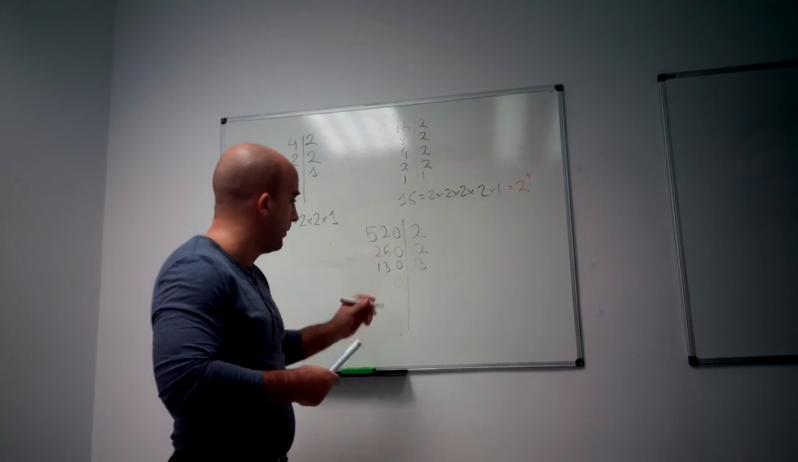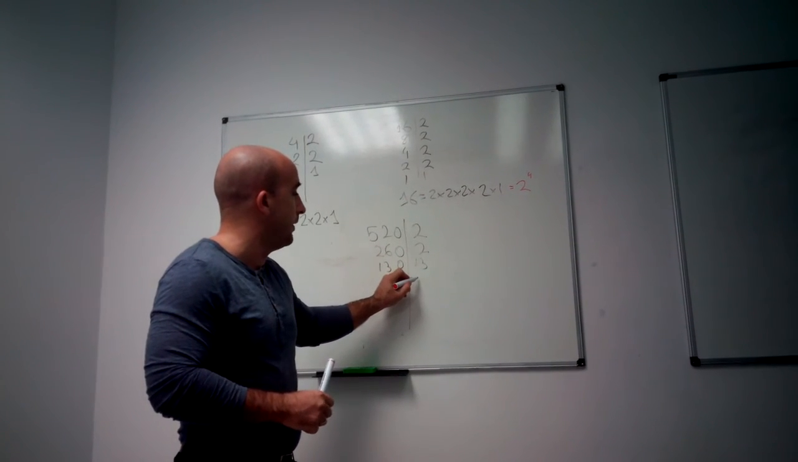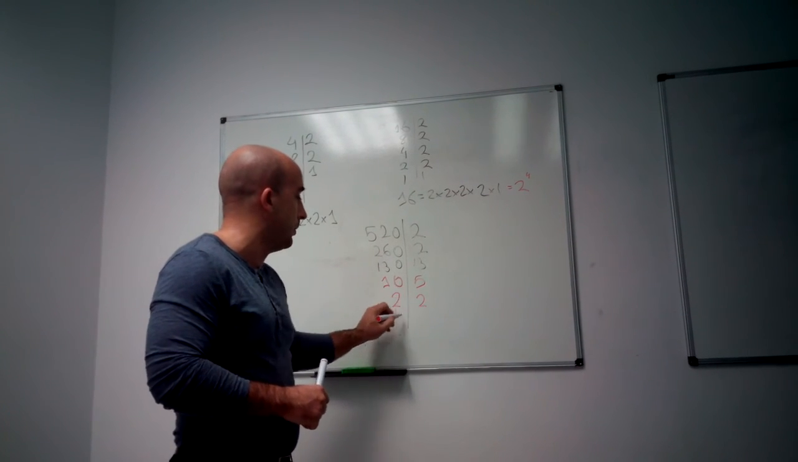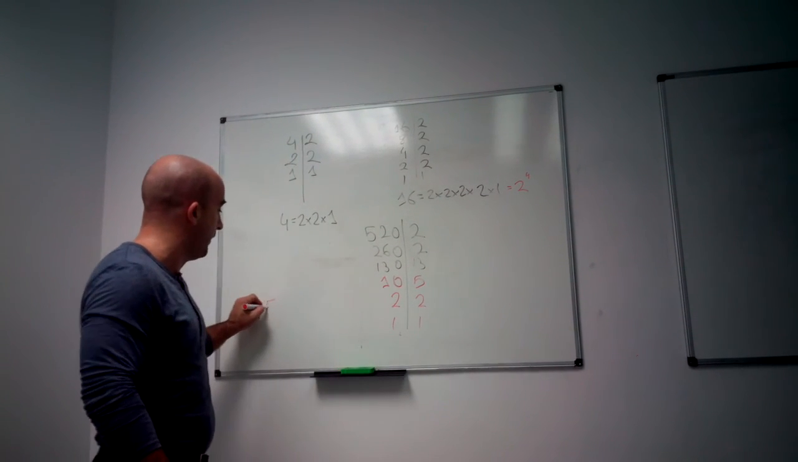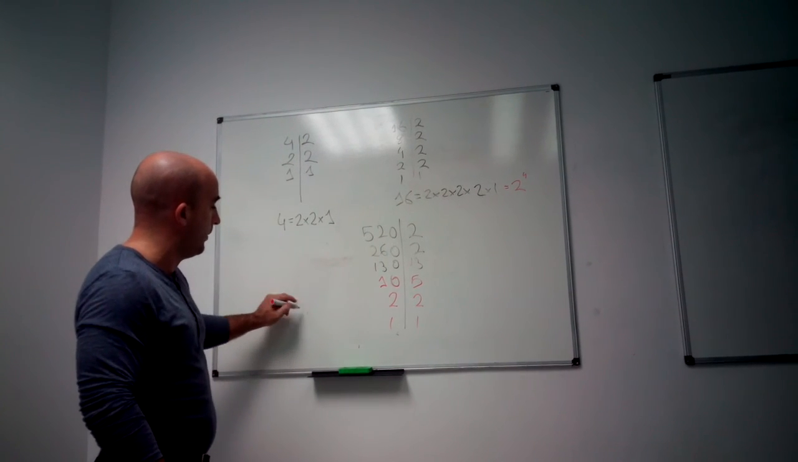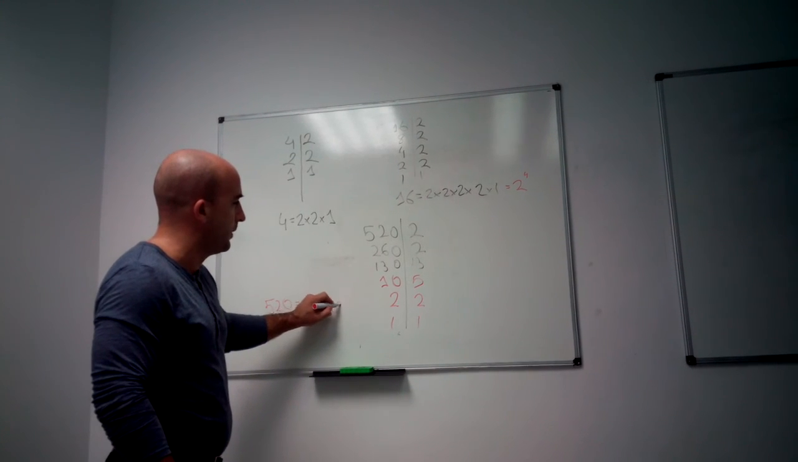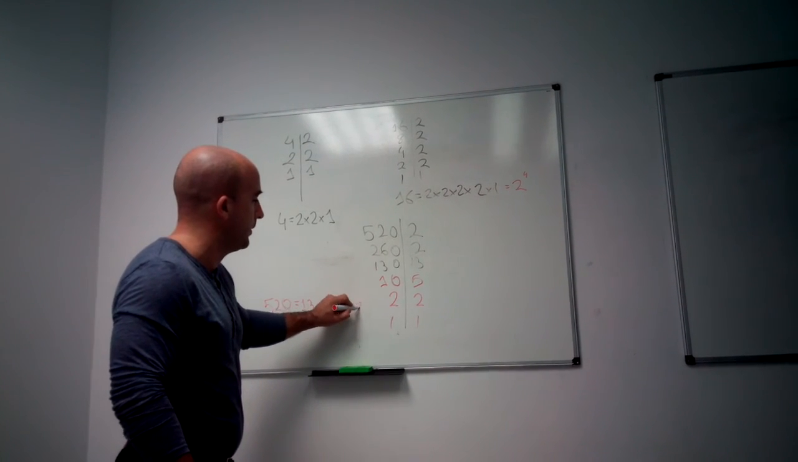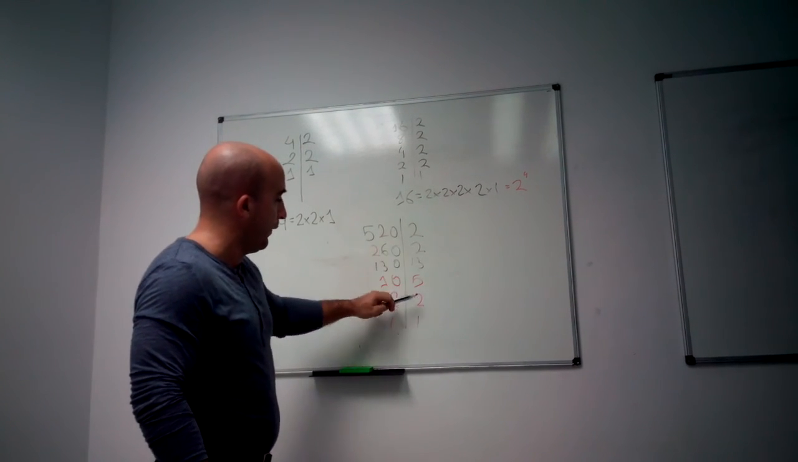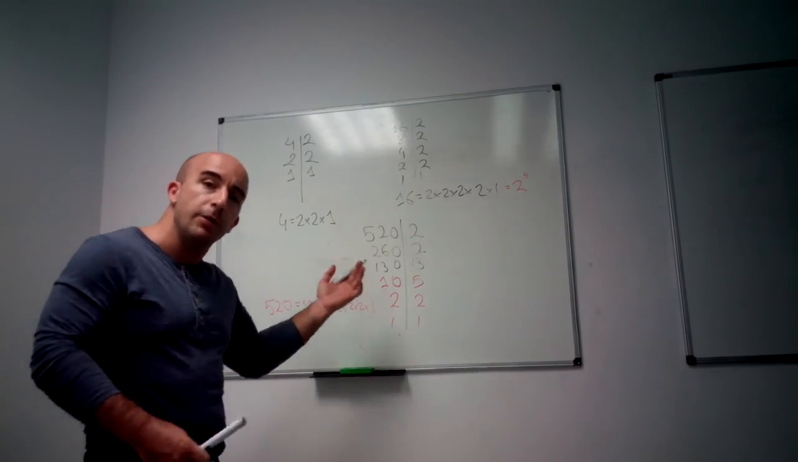Sorry, we'll use a red pen there. 1 and 0, okay? That can be divided by 5, it gives a 2, 1 and 1. Okay, so 520 would be expressed, let's go from the higher one, as 13 times 5 times 2 times 2 times 2 times 1. Okay? So that's how you factorize numbers.